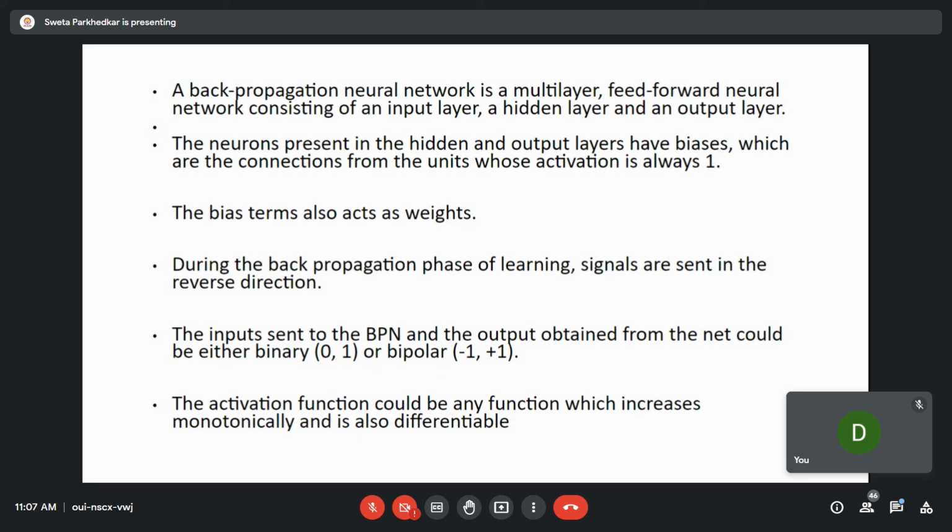इसमें किसी को डाउट है? बैक propagation algorithm में डाउट है? No, ma'am.